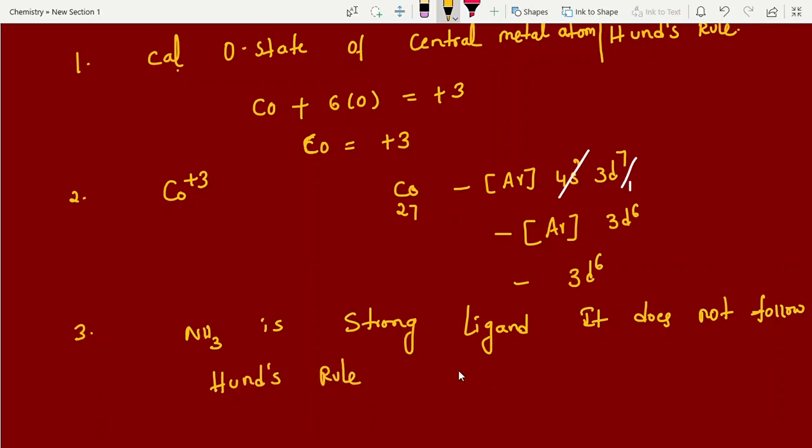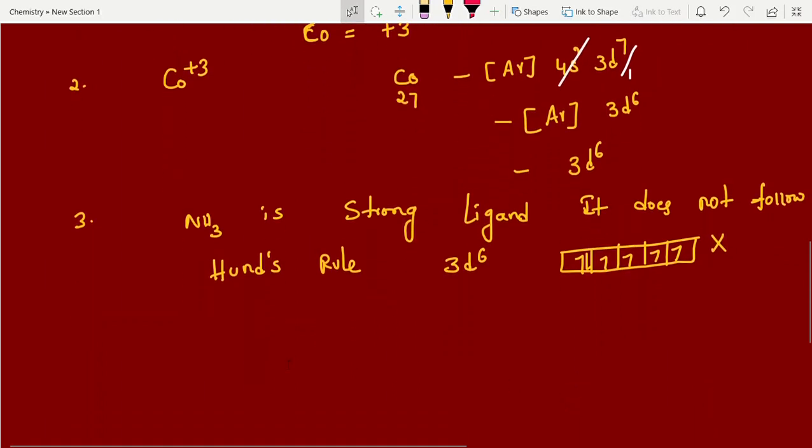Okay, now see students, actually 3d6. 3d6 means we have expected 1, 2, 3, 4, 5, 1, 2, 3, 4, 5, 6, but it is not following. How is it following? Check it. I am writing here.